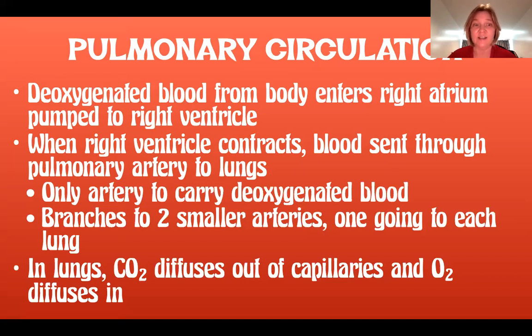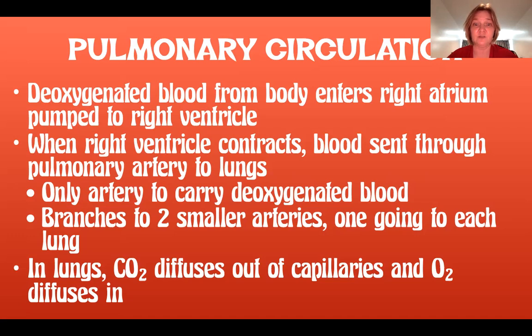The pulmonary artery is the only artery to carry deoxygenated blood. Remember, arteries carry blood away from the heart, but this particular artery is leaving the right side of the heart, which contains deoxygenated blood, which means it's the only artery that carries deoxygenated blood. This is going to branch into two smaller arteries, one going to each lung.